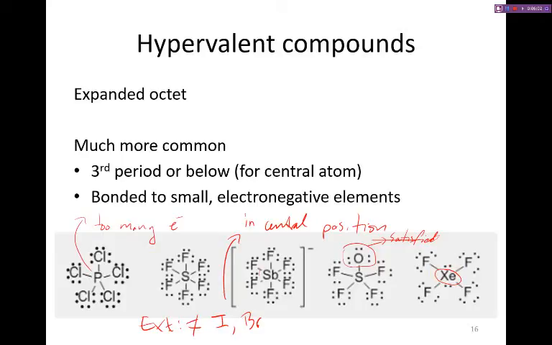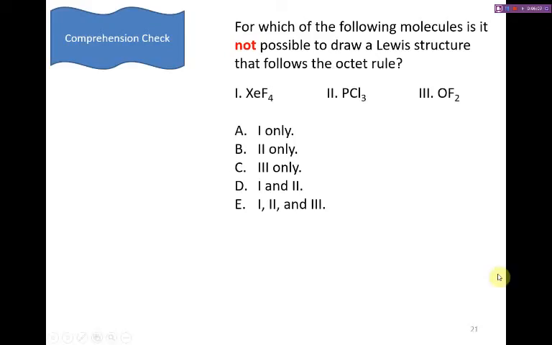All right, let's do one example here. For which of the following molecules is it not possible to draw a Lewis structure that follows the octet rule? In other words, which of these has to violate the octet rule? The way you would do this is by drawing out the Lewis structure for each. Remember, the first rule of drawing out Lewis structures is to count up the number of valence electrons. In xenon tetrafluoride, there are 36. Xenon is in the 8th column, and therefore it has 8 valence electrons. The fluorine is in the 7th, and therefore they have 7 each.